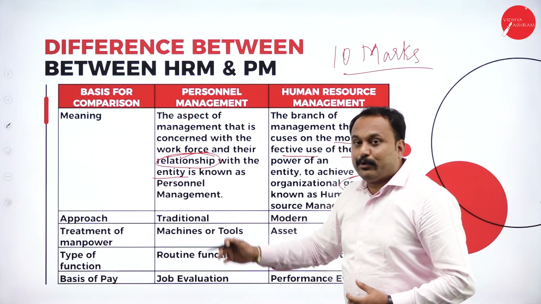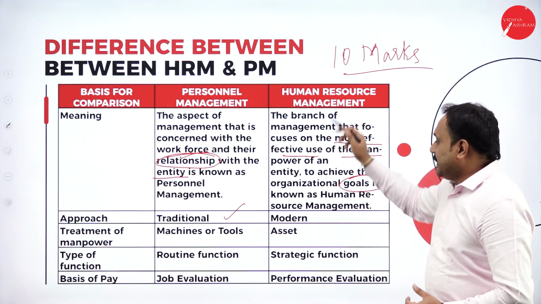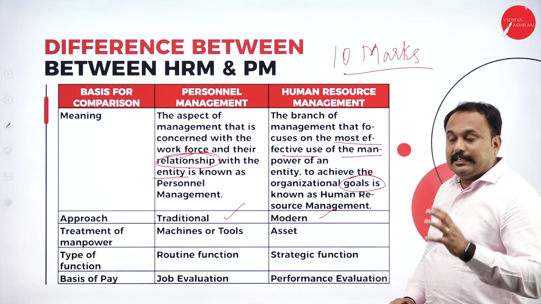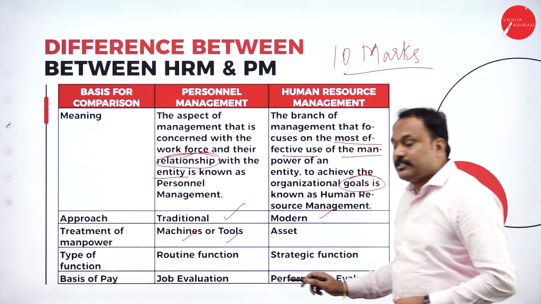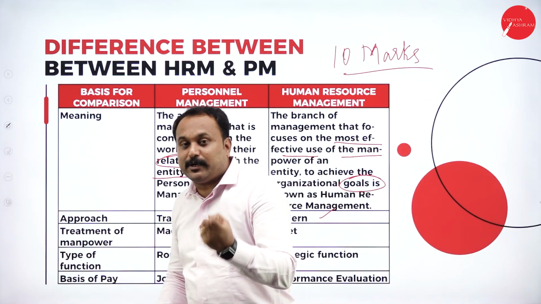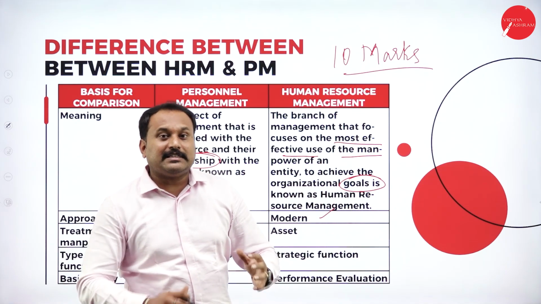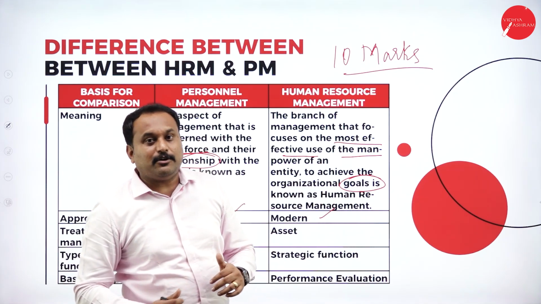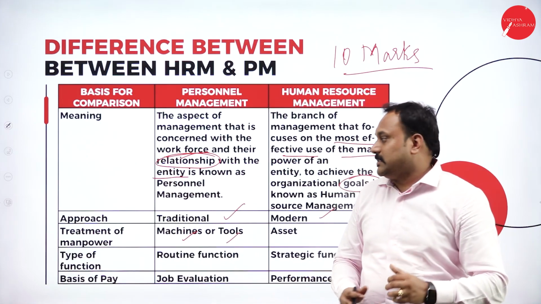Next here, approach. PM is what? Traditional, and HRM is modern. Treatment of manpower is what? They only treat them as machines or tools, but here HRM, they treat them as assets of a company. That's what. PM is all traditional. Human resource is the modern. That is what it is. Now, PM is outdated. HRM is the new concept.